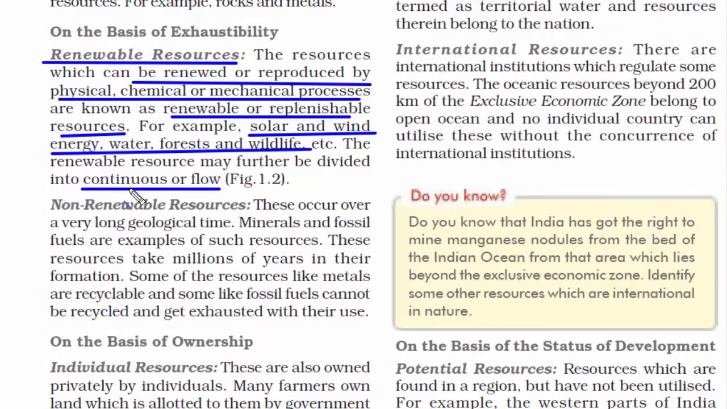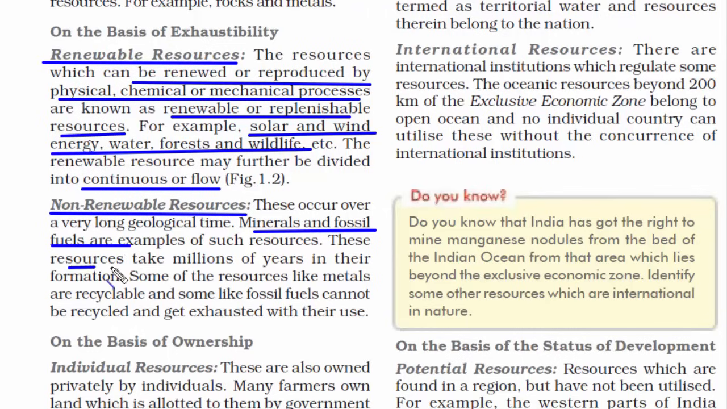And that is also dependent on certain factors like climate, rainfall and other factors. So these all come under flow. The next one is non-renewable resources. It is simply the opposite of renewable resources, which means they cannot be replenished. For example, minerals and fossil fuels.